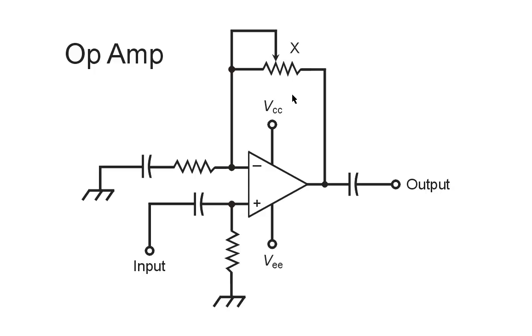So the correct answer to this question in the circuit of figure exam-8, what does this potentiometer do? What is its purpose? The correct answer is A. It adjusts, or it allows us to adjust the gain of the amplifier.